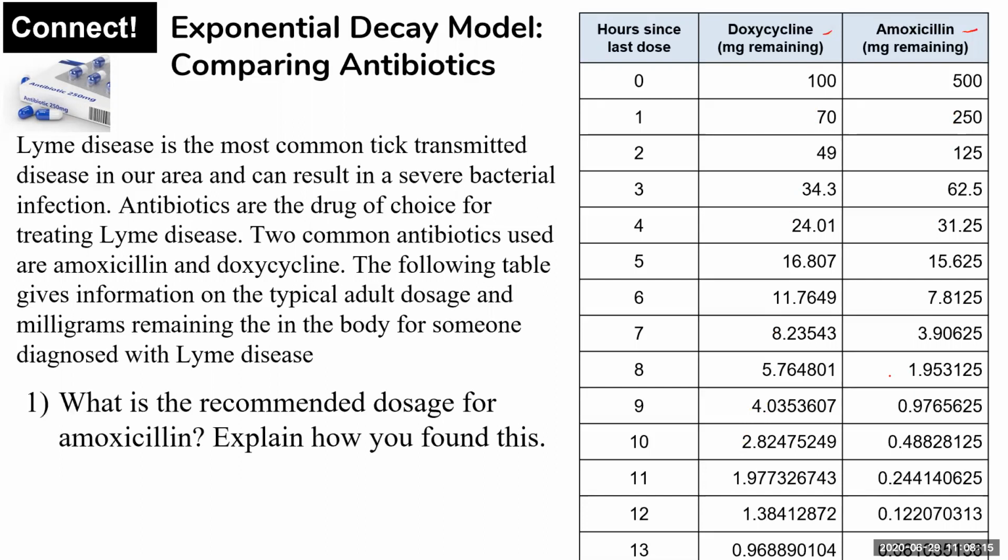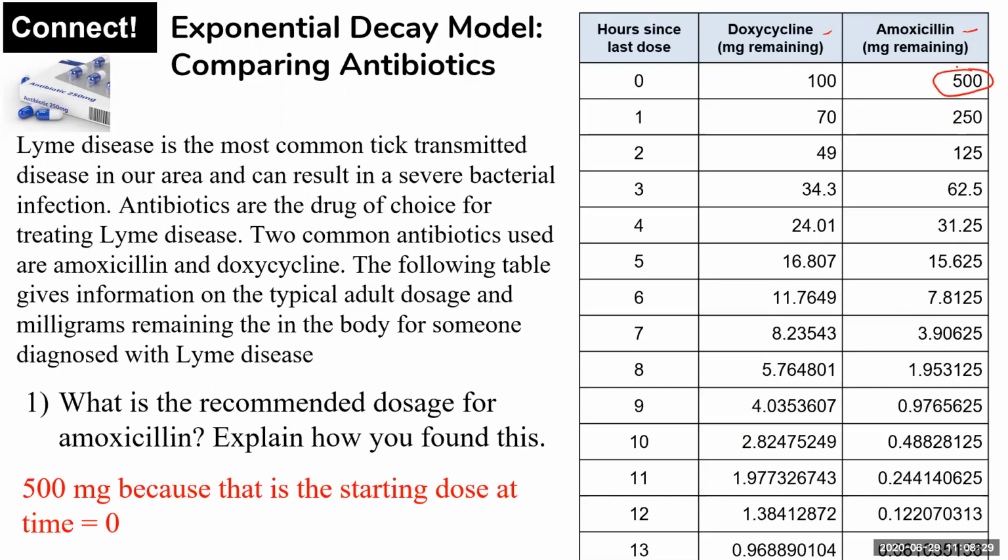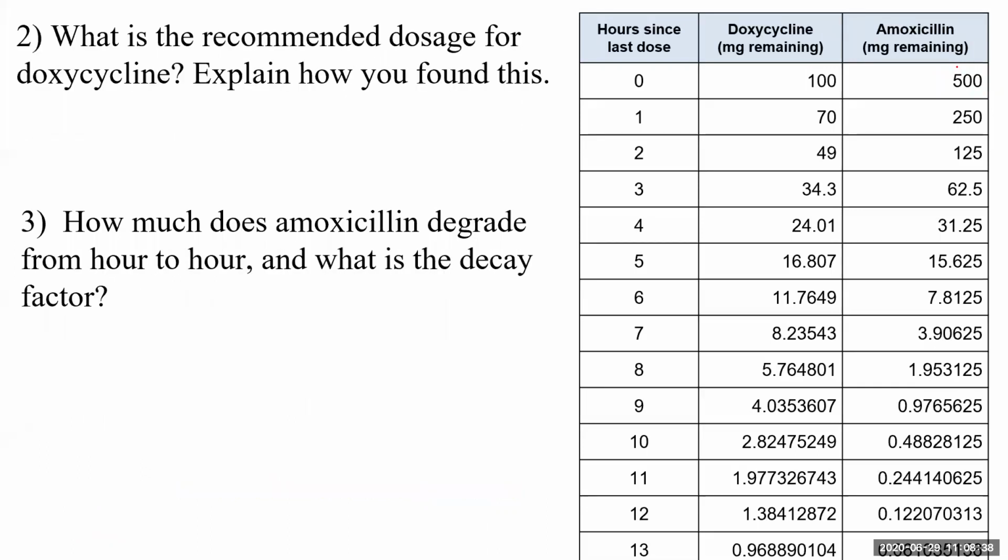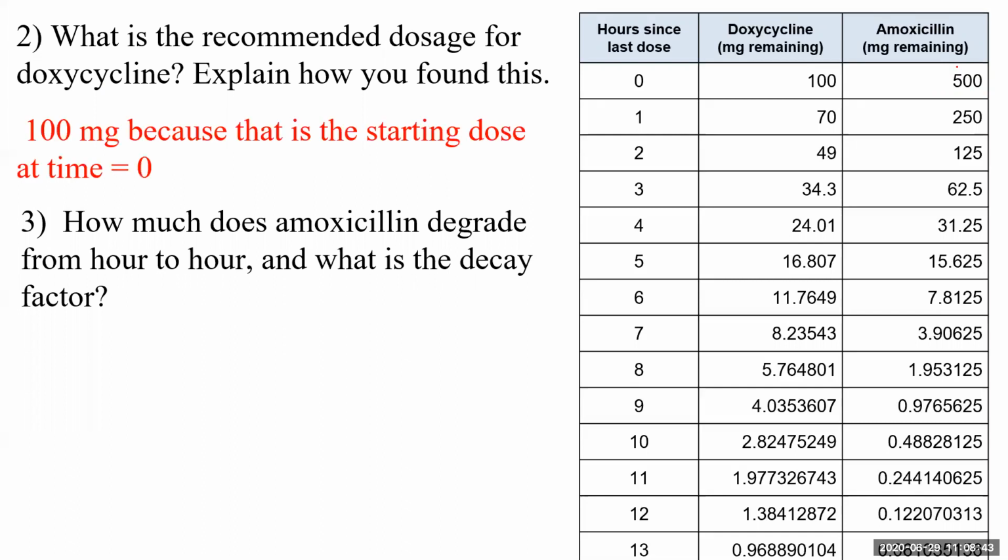So here, what is the recommended dosage for amoxicillin, and how do you find that? That is right there, right? 500 mg at time 0. So that is the recommended dosage for amoxicillin. Okay, good. What is the recommended dosage for doxycycline? Doxycycline is 100 milligrams because that is the starting dosage.